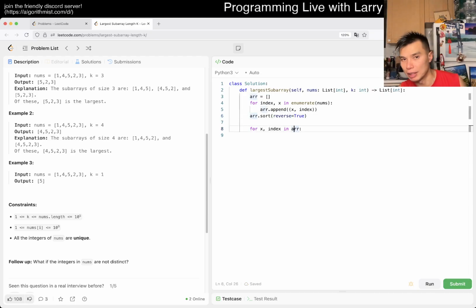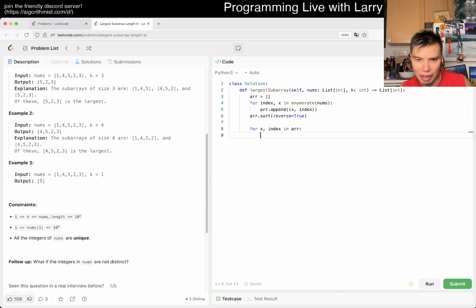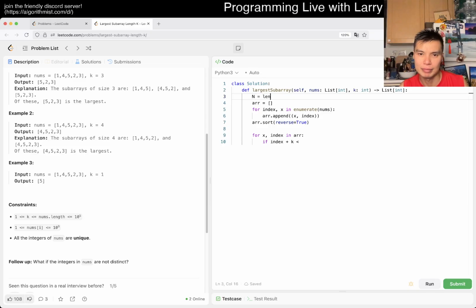Because we want the biggest to be in the beginning, right? And because X is unique, the index actually doesn't matter, or it doesn't matter with respect to tiebreaker, because there's no tiebreaker because X is unique. So now we just go, if index plus K is less than length of nums, which is n, then we can return the answer from there, right?